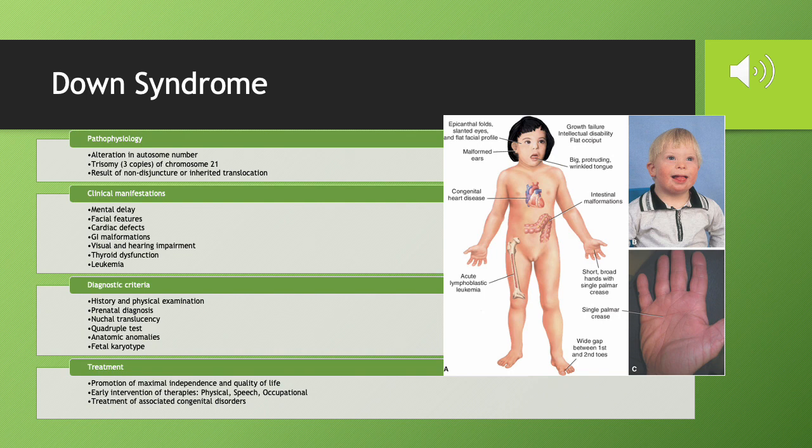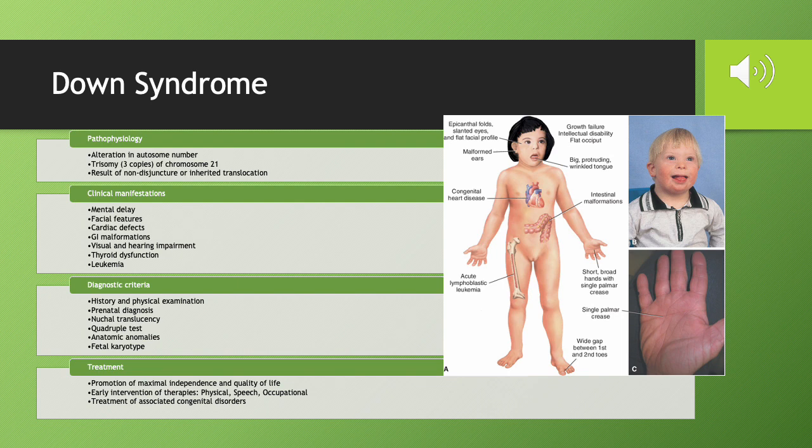As far as diagnostic criteria, of course, there has to be a history and physical examination. Normally, you can assess for trisomy on chromosome 21 in the prenatal phase. So you can have blood tests drawn or an amniocentesis, and it would show if you have a high risk for Down syndrome. As far as other tests, you have a quadruple test. They will look at anatomic anomalies, which is just dysfunctions or abnormal symptoms presented with the patient, and fetal karyotypes.